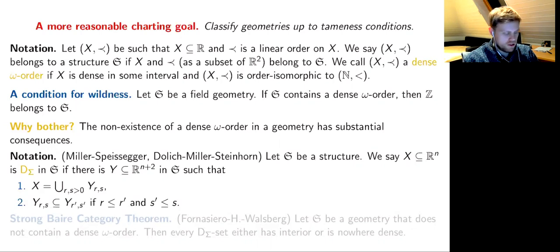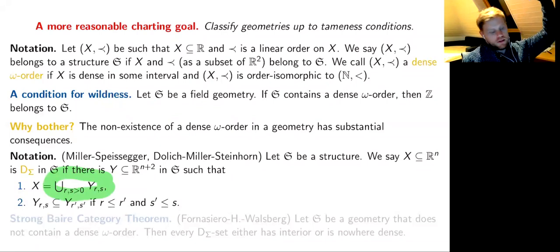Okay, and so what this really just says is that this set is D sigma if there is a subset of R^(n+2) in this set such that X is a union of this Y sub Rs. But of course, Y sub Rs is supposed to be that you fix the last two coordinates of Y with R and S, and this is everything above this.